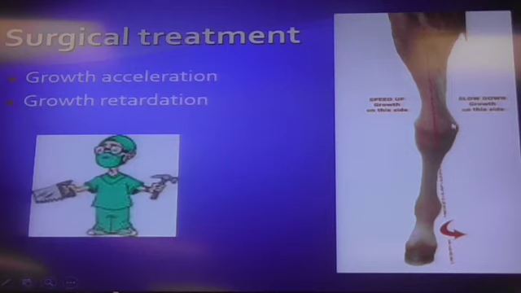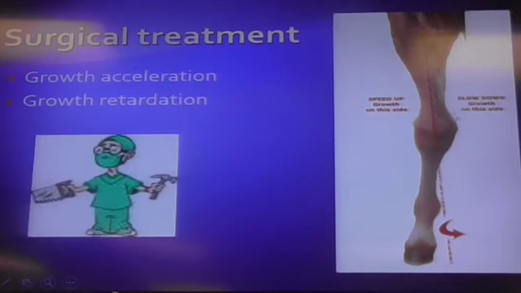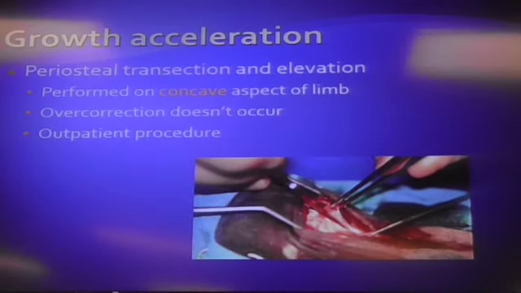If you have something like this, the reason it happened is that you're exactly right. The medial side was growing faster. So what you want to do is slow down the side that's growing faster, and or speed up the side that's not as fast. It works just exactly the opposite if it was varus, so if you understand the point. There's only one surgery that speeds up this. And we'll be talking about periosteal transection and elevation, also called a periosteal strip.